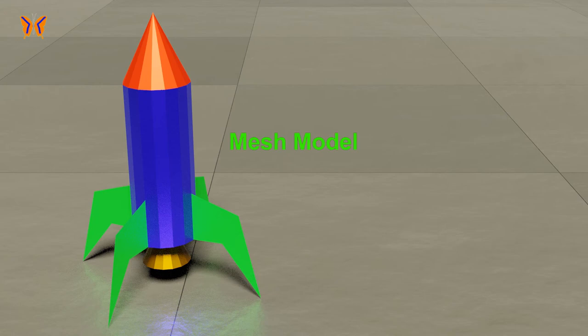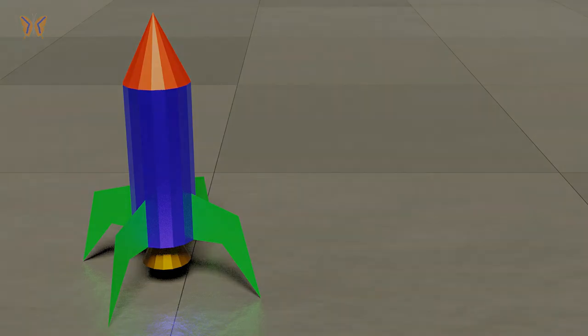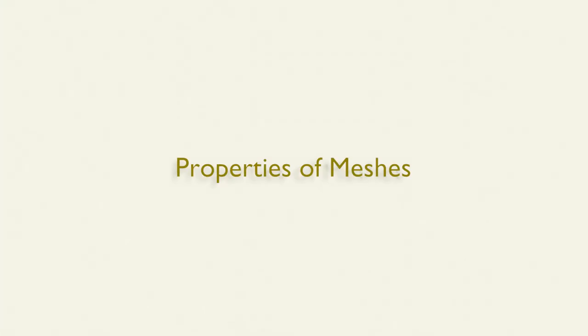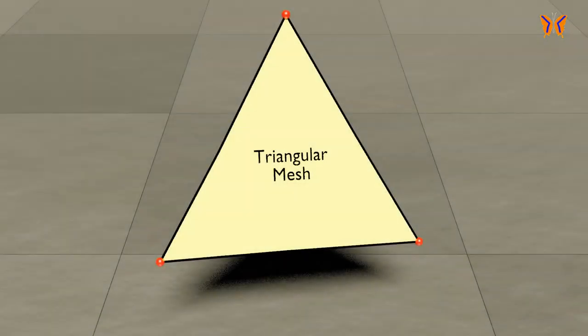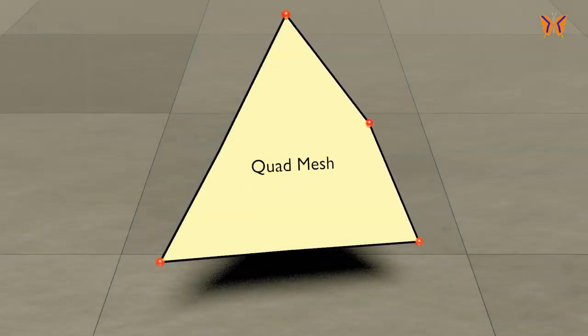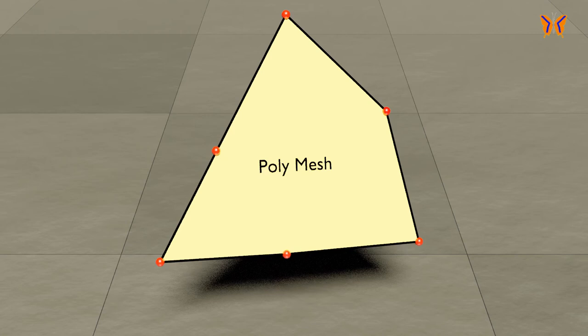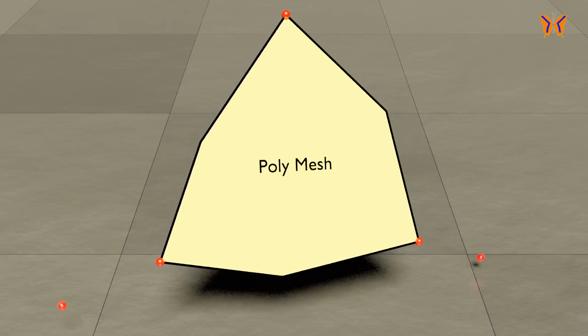Now that we know what meshes are and what they are used for, let us conclude by looking at the properties of meshes. One type of mesh can be converted to another type by adding vertices or by removing vertices.